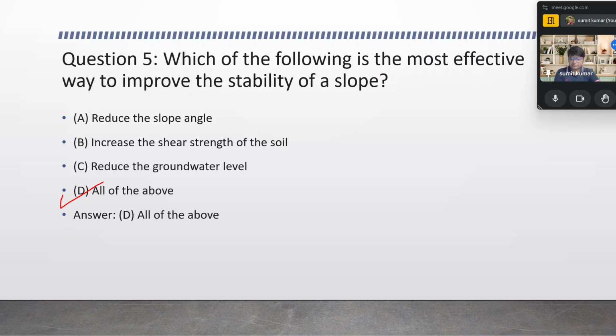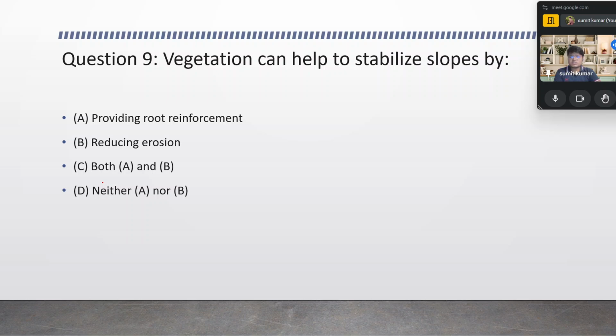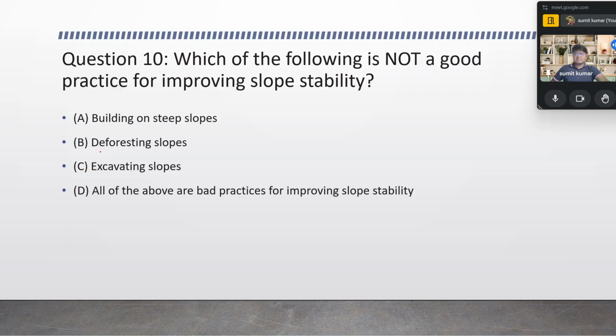Now see, the next question states that vegetation can help in stabilizing the slope by providing root reinforcement, reducing erosion, both A and B, neither A nor B. So both A and B is the correct answer, because in this session only we have said that the reinforcement acts as a root in stabilizing the slope, right? So that is visible over here. So both A and B are the correct answer.